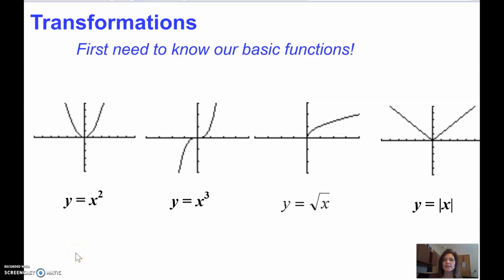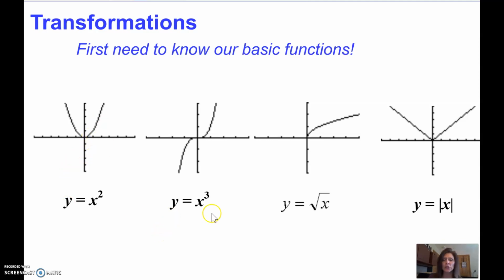In this video, we want to discuss transformations. This is a way for us to quickly graph some functions if we just know a few rules and our basic underlying functions. So I would expect you to know y equals x squared is a parabola shape going through (0, 0), (1, 1), (2, 4).